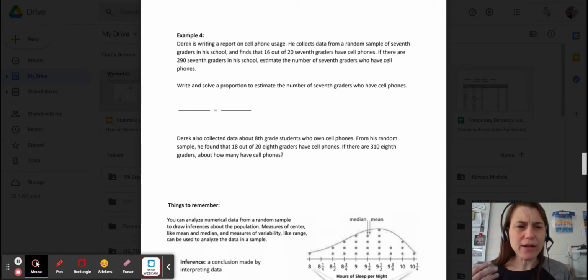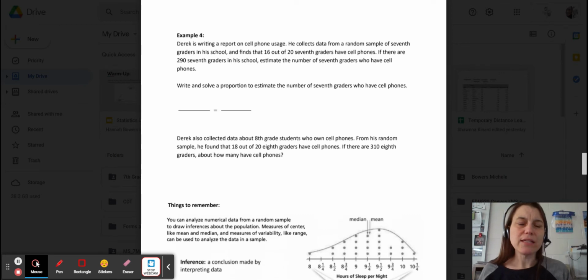So we looked at how you can make inferences from a graph, and we looked at how you could make inferences from the measures of the center, mean, median, and mode, or at least mean and median. And then finally, we're going to look at making numerical predictions, so using the data to actually make some sort of prediction.